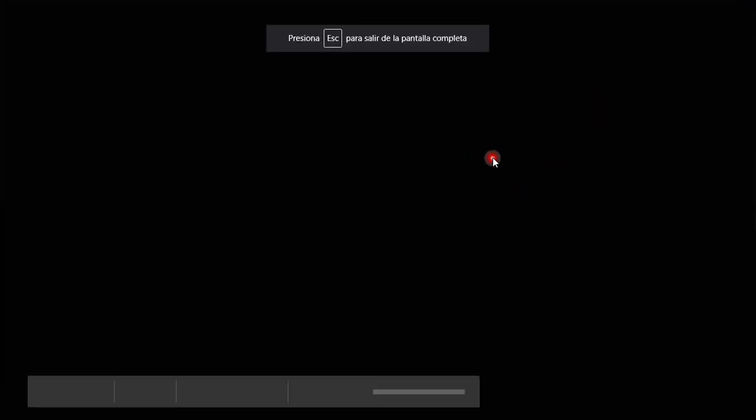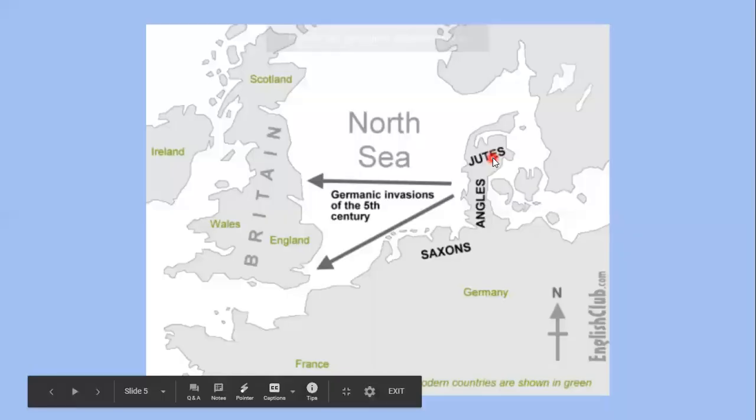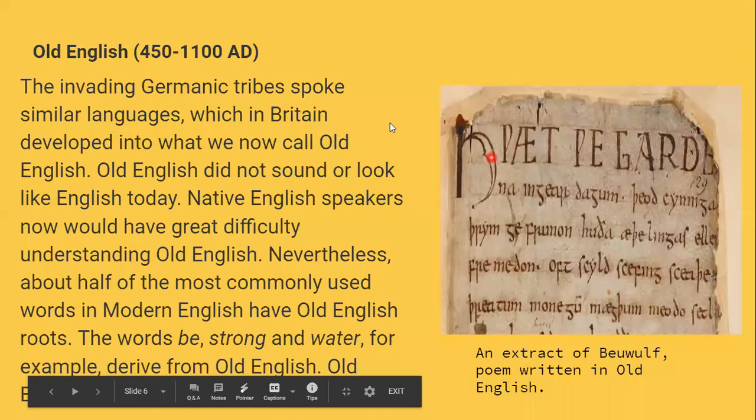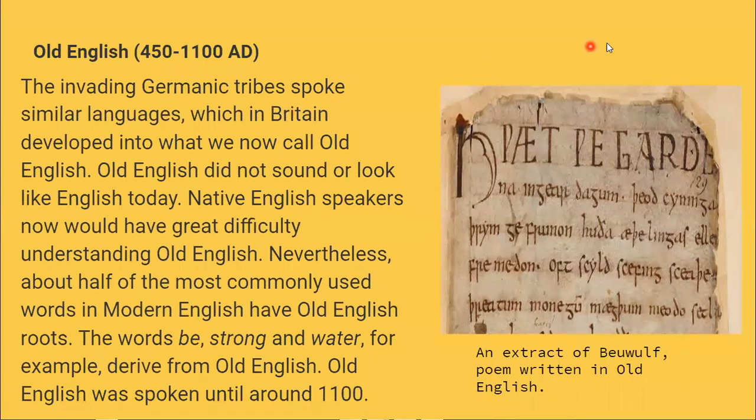Okay, we're going to go back now. All right, so what we have then is the start of a language. This is divided into three different timelines. We have the Old English from 450 to 11 AD. And so what we have is these Germanic tribes, the Jutes, the Anglo-Saxons. They spoke quite similar, okay, Germanic. And what they spoke was a very old version of English, okay? So it was very, very different from what we have today.